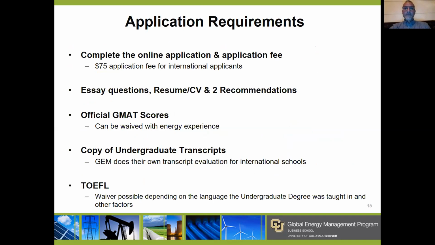So for applying to the program, I want to go over a couple of details. The first is that there's only a $75 application fee for international applicants. And the nice thing is you do not have to do everything at once in the application process. As part of my role as the Assistant Director of Recruitment here with the GEM program at CU Denver, I will help with some of the essay questions, overlooking the resume or CV, recommendation letters, some of those components. And also, depending on experience, we may be able to waive the GMAT or GRE if you have at least 5 years of energy experience.